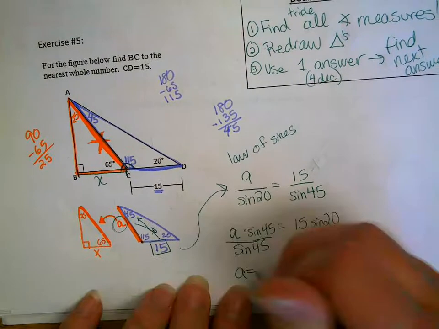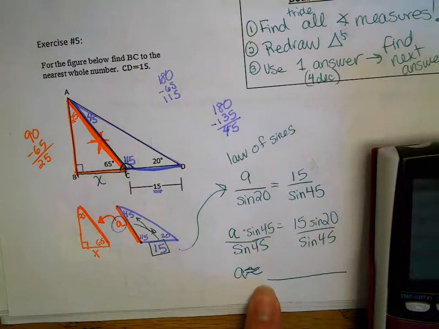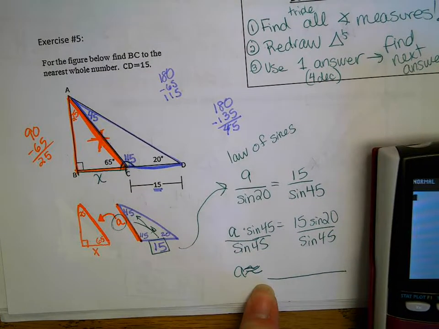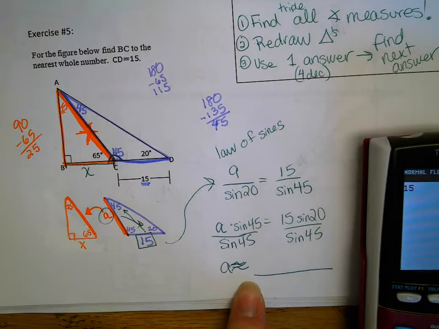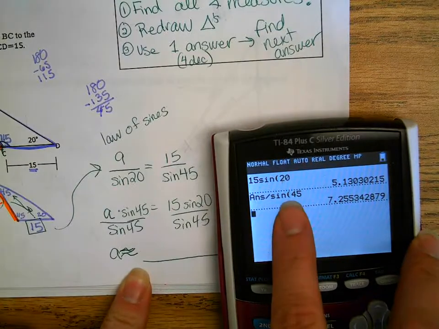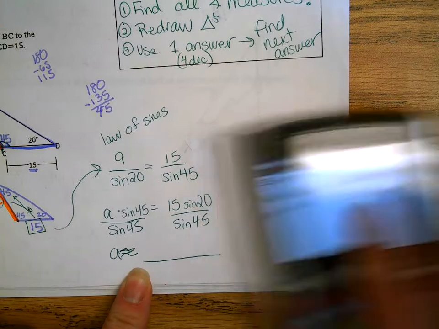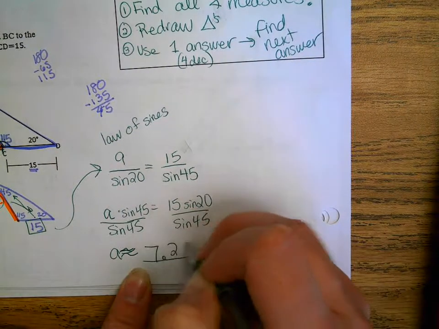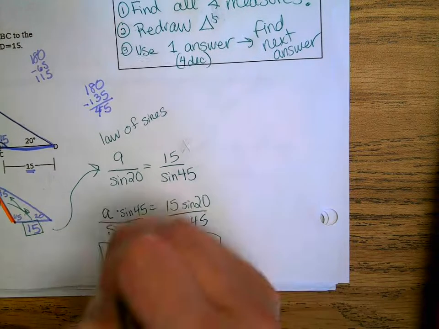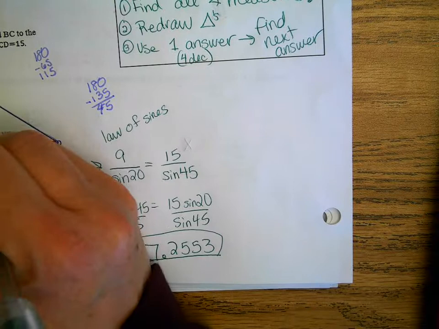And A will equal, approximate to 4 decimal places. This is not a final answer. It's an intermediate answer, one we use for the next step. So we need to use 4 decimal places here. So 15 sine 20 divided by sine 45 gives me, sorry, that was off the screen. So multiply the numerator, divided by sine 45, the denominator, is 7.2553. And that measurement is my hypotenuse here. So I'm going to rewrite that here, 7.2553.